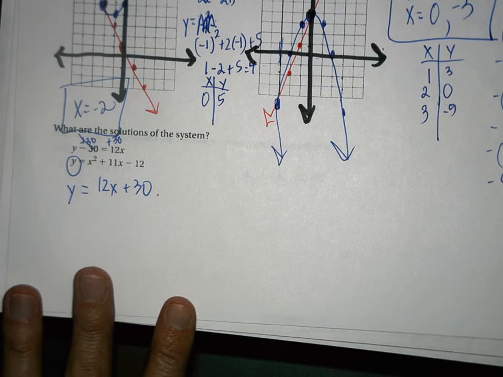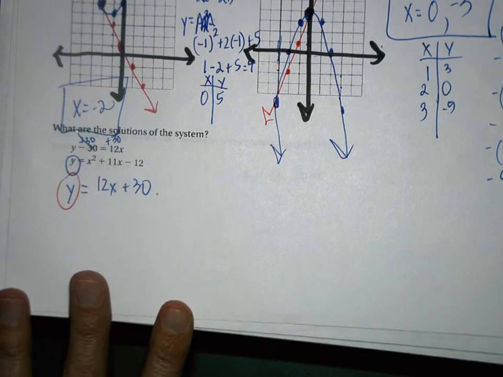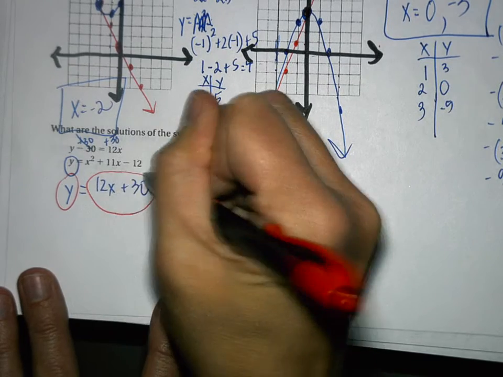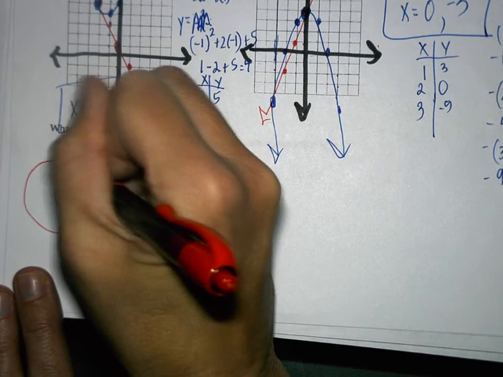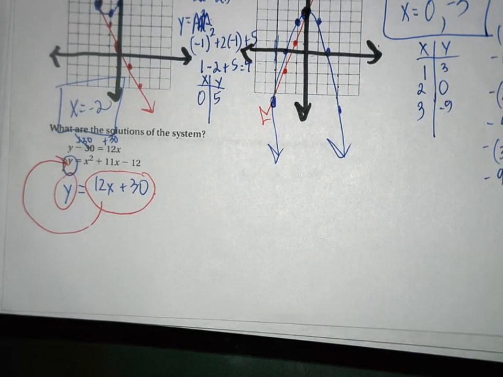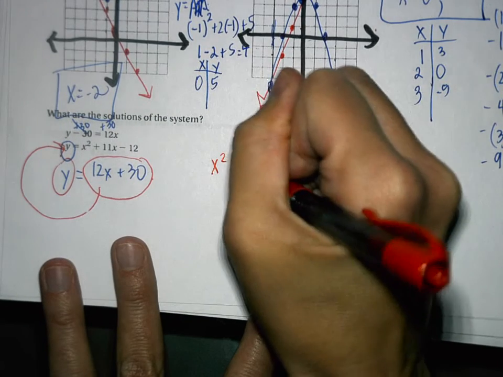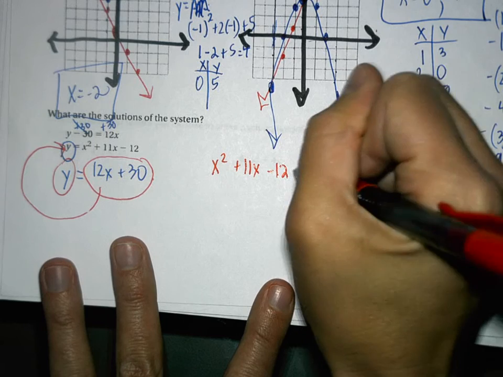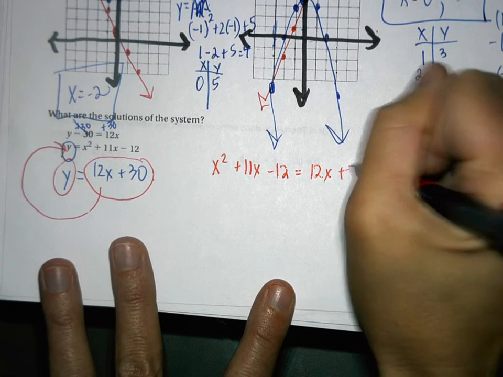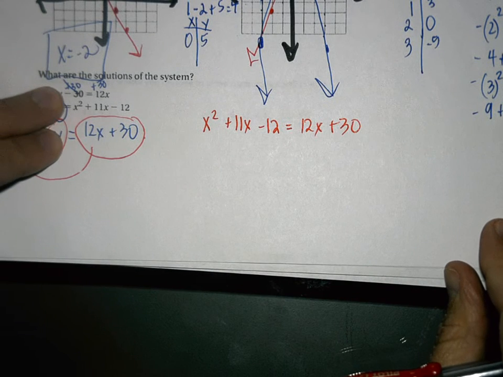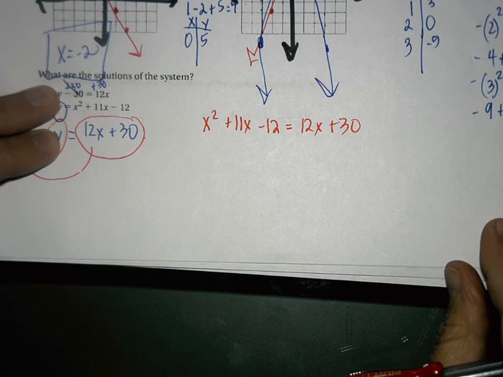Okay, so now do we see how both of these are equal to y? So what I'm going to do is take this right here and plug it in for y into this equation. Or we could have done it vice versa. I always like my x squared on the left side, so I'm going to flip this around. I'm going to write this as x squared plus 11x minus 12 equals 12x plus 30. We are just setting each of those equal to each other because both of these are solving for y. Is everybody okay with this step?